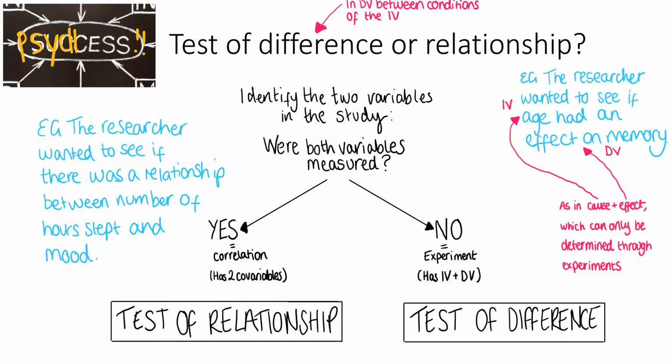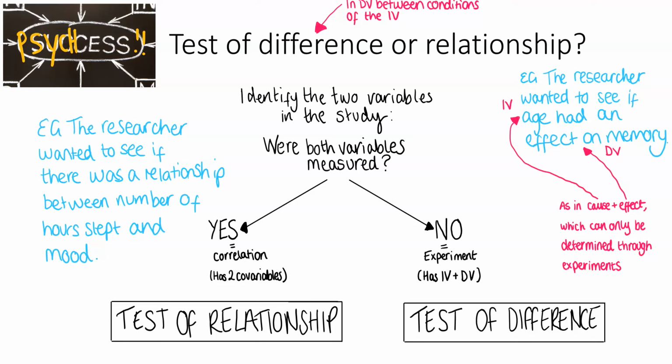To be able to identify whether a study is a test of difference or relationship, you need to firstly identify the 2 main variables that are present in the study. Once you've identified the 2 variables, you then also need to identify which of those variables were measured. In an experiment, only one of the variables is measured, the dependent variable. Therefore, experiments are tests of difference, as they are looking to study the difference in the dependent variable between the different conditions of the IV.